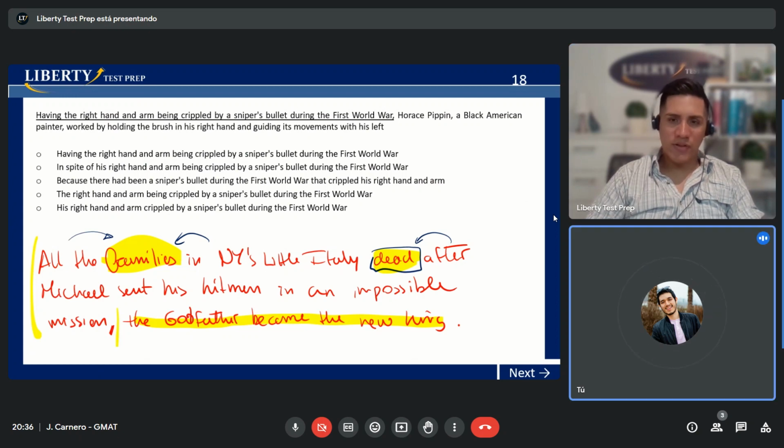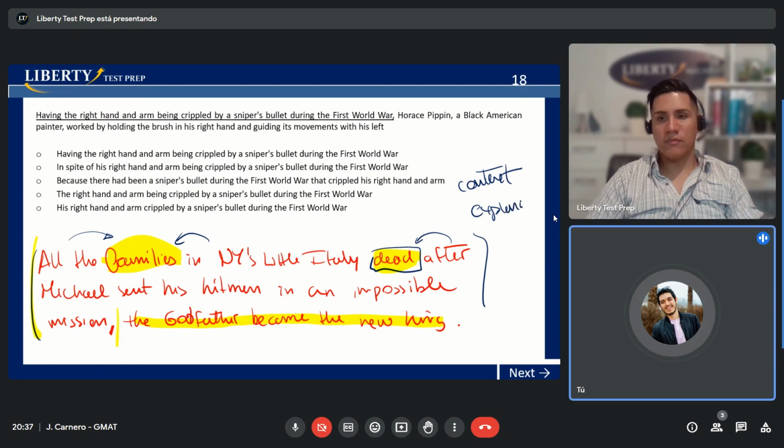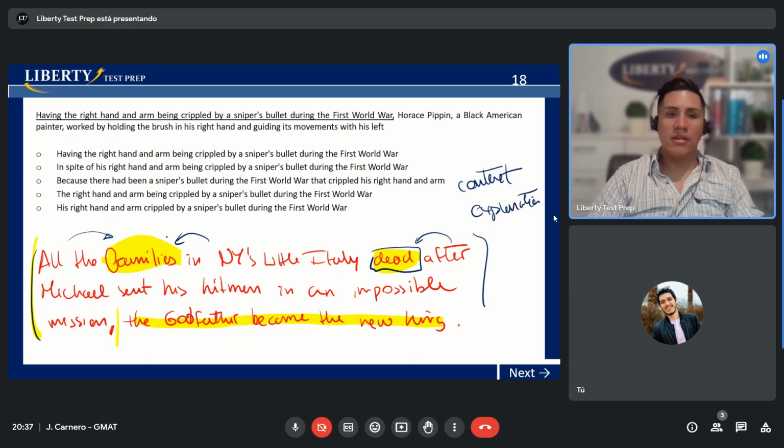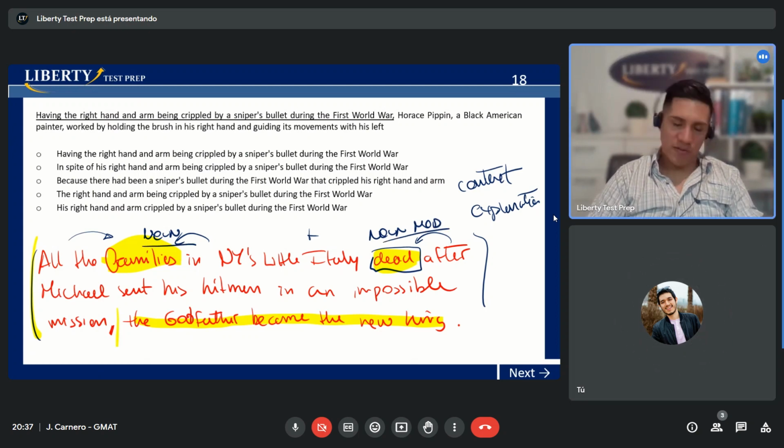Okay, so this whole thing is an absolute phrase. Then we have to check if it's giving me a context or an explanation. Is it a noun modifier, or a noun plus a modifier? It's a noun, families, plus a noun modifier. The noun modifier in this case would be dead. A noun modifier is an adjective, right? Yes. Dead is an adjective for families.